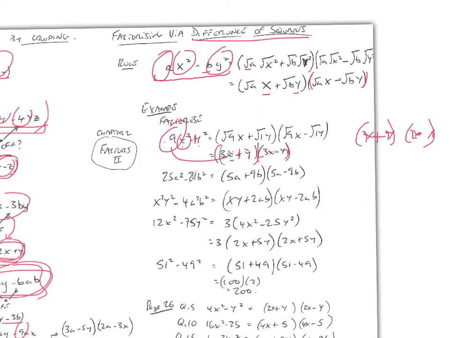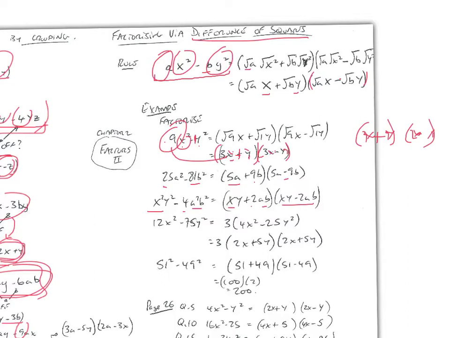25a squared minus 81b squared, well, that's going to be square root, that's 5a plus square root, that's 9b times 5a minus 9b. x squared y squared minus 4a squared b squared, square root of that is xy, square root of 4 is 2, square root of a squared b squared is ab, same again but with a minus sign.